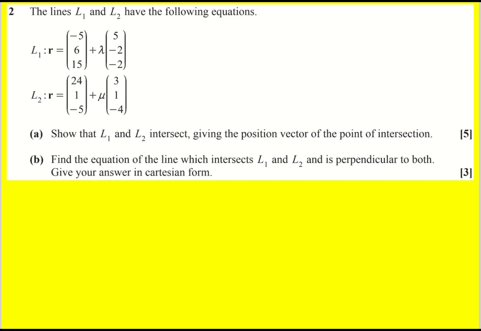L1 and L2 have these equations. They're vector equations that describe the lines in 3 dimensions. And we're asked to show that L1 and L2 intersect, given the position vector of the point of intersection. So we need to show that they intersect.